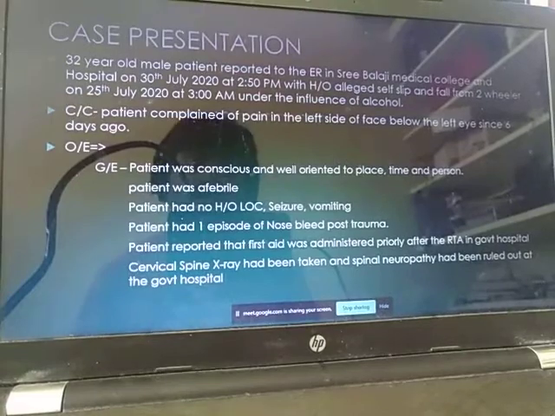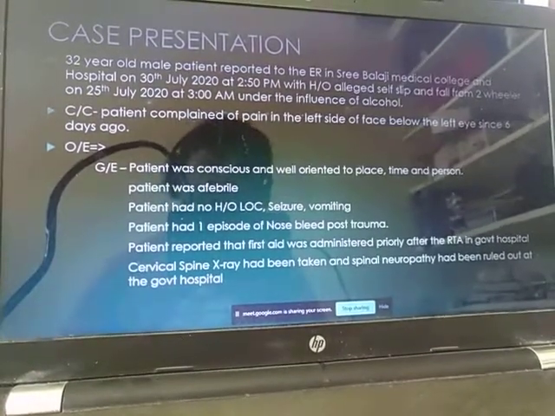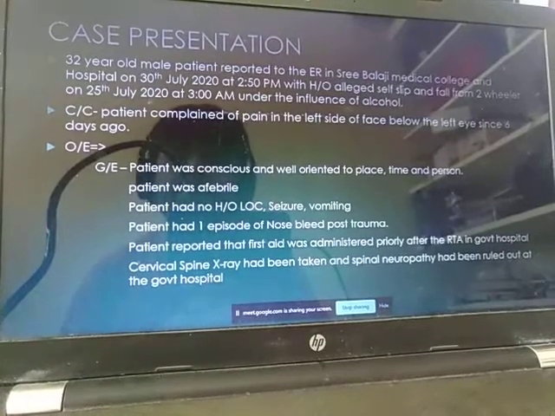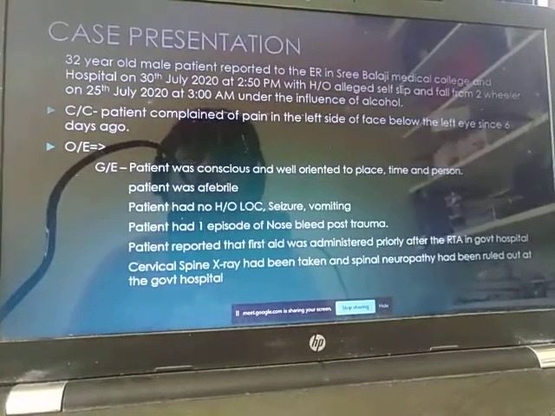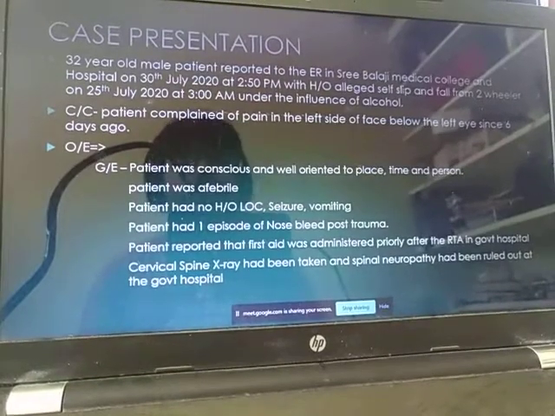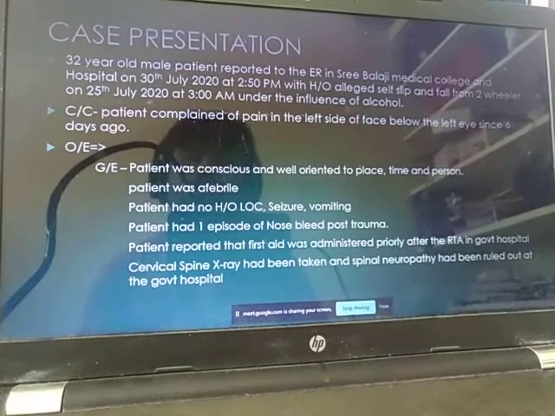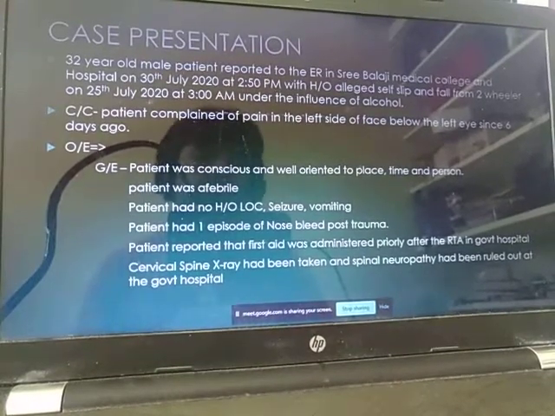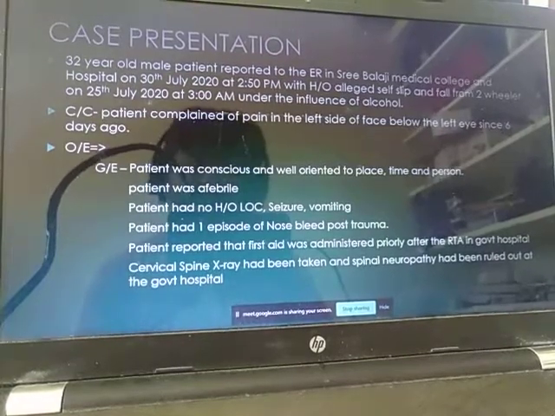Yeah, so I have selected a very recent case so as to also emphasize how during the COVID times things have changed a little bit as well. So the patient was a 32-year-old male who reported to the ER in Sri Balaji Medical College and Hospital on 30th July at 2:50 p.m. with a history of alleged self slip and fall from a two-wheeler.